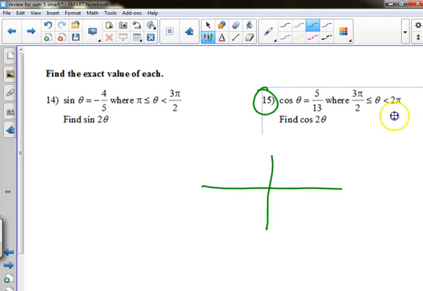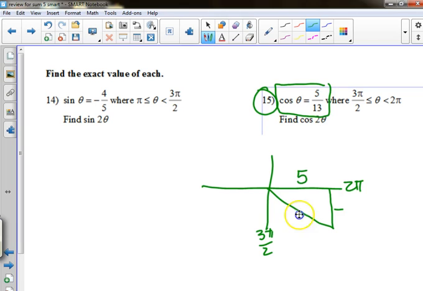Which quadrant am I going to draw my triangle in? 3 pi over 2 and 2 pi means 4, right? What do we know about that triangle? Yes, the y is going to be negative. But we know the cosine is 5/13 here, right? Anybody know what this is then? Negative 12. Yep, good job.